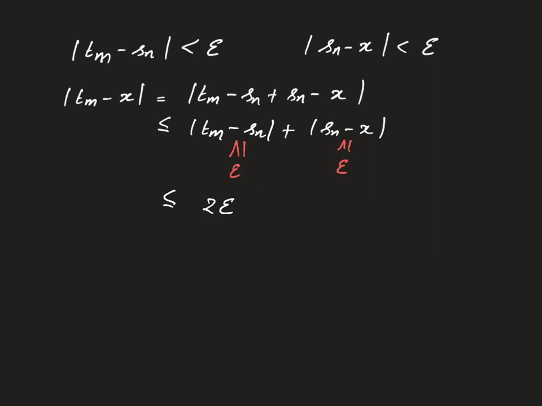So because Tm converges to x, we get that the series yk converges to x. That's the end of the proof.